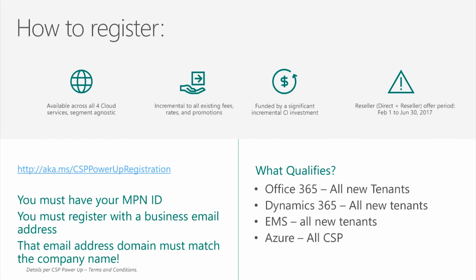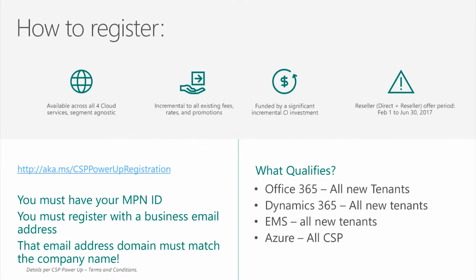So what you need, that link you see there, the CSP Power Up registration, that is a live link, and we'll be sending out these slides to everybody afterwards, so you can click there to register. You have to have your MPN ID, and that ID has to be a valid ID. So if it's expired, it won't let you register. If you haven't renewed it in a couple of years, just go on and do it. You don't have to pay. It's not the action pack or a competency. It's free to renew. You just have to enroll in the Cloud Services Program.